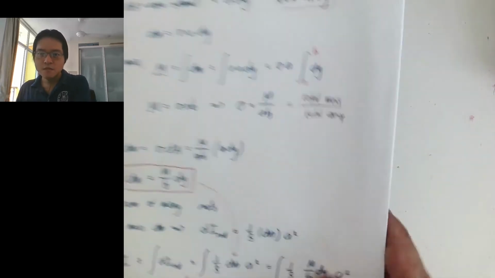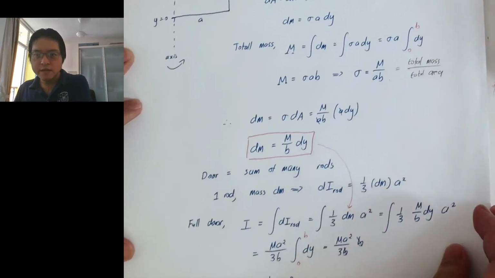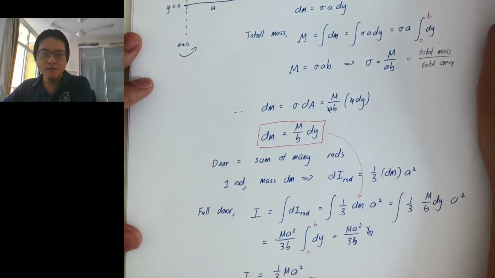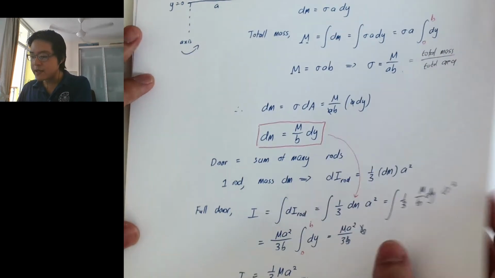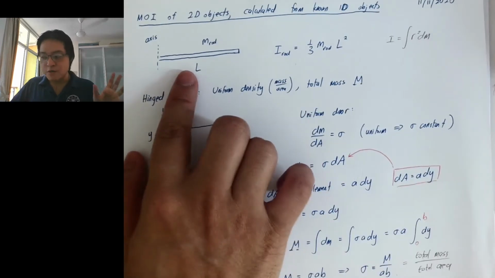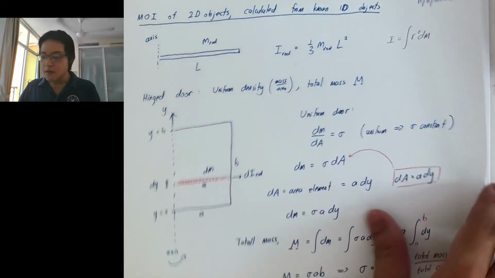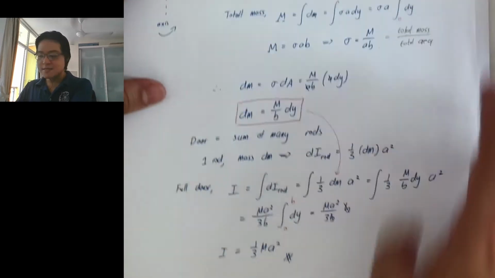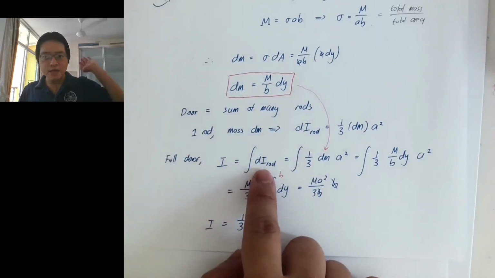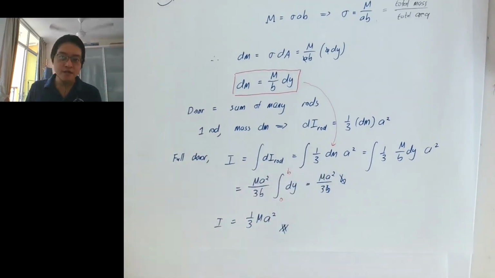No need to memorize. So the I rod is the inertia for one rod. Yes, Charles, that's how we avoided it, because I already know the moment of inertia of one rod, right? It is this formula. But the door is nothing but a stack of many rods. So I just add up many rods, and then I just use the moment of inertia of one rod.